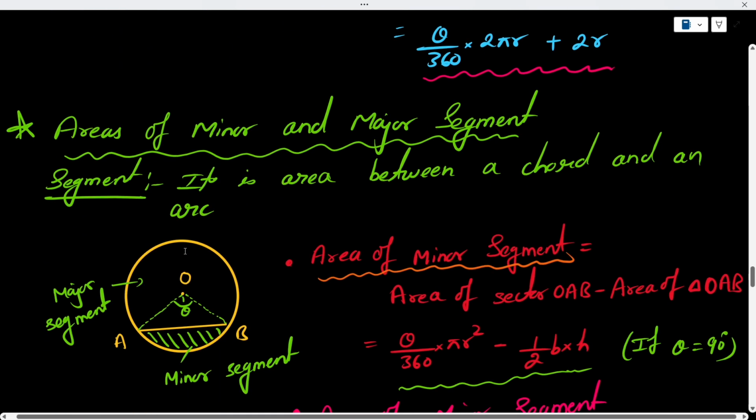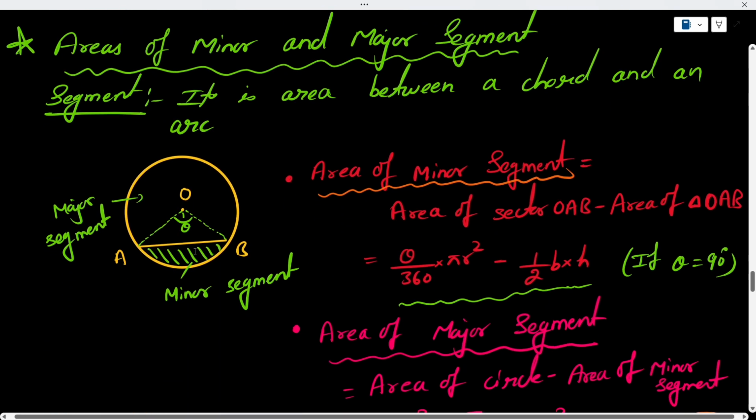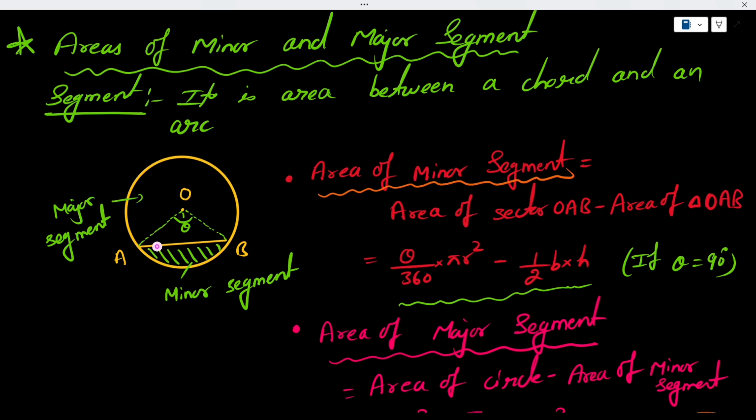Right, now how do we calculate the area of the minor and major segment? You know that a segment is always the area between a chord and the arc, right? So here, if it is less than a semicircle, we call it a minor segment, and this arc is subtending angle theta at the center, right? So how do we calculate this area?